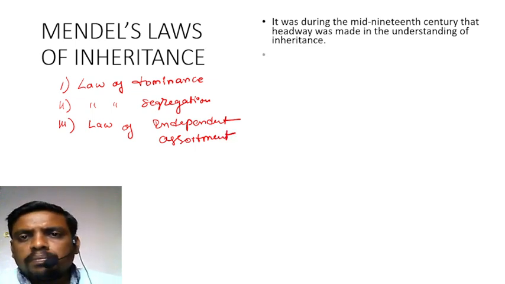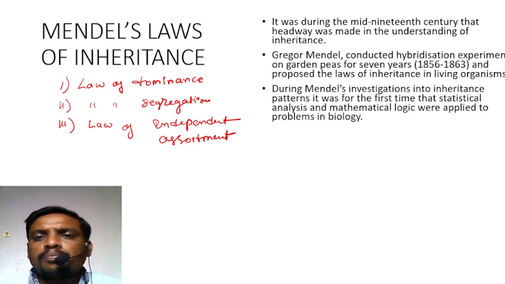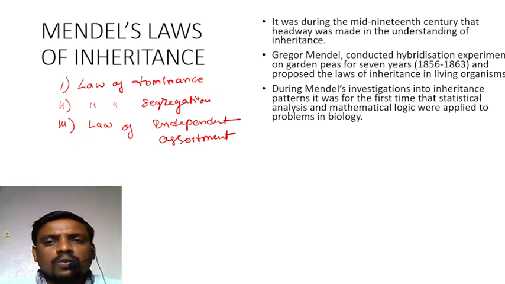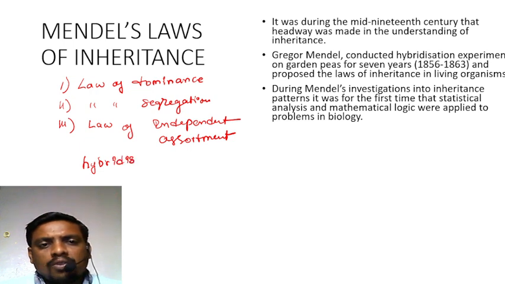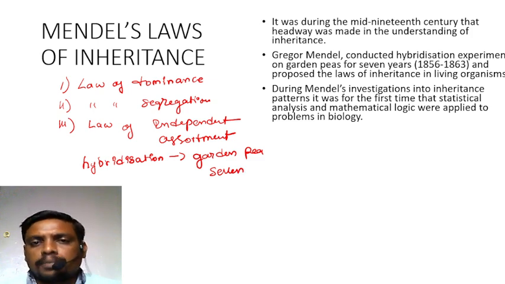It was during the mid-19th century that Gregor Johann Mendel contributed to the understanding of inheritance. Why? Because he conducted various hybridization experiments. He conducted various experiments on the garden pea plant, Pisum sativum. For 7 years he continuously did experiments for proving the laws of inheritance.